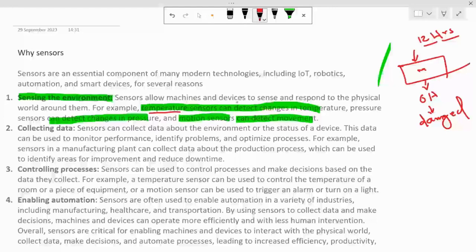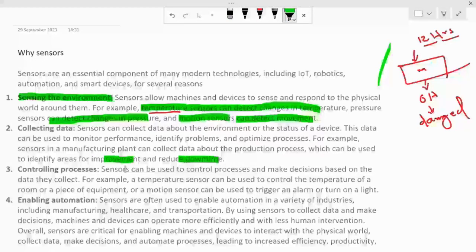Okay. Now let's see the second point: collecting data. Sensors can collect data about the environment or the state of a device. The data can be used to monitor performance, identify problems, and optimize processes. For example, sensors in a manufacturing plant collect data about the production process, which can be used to identify areas for improvement and reduce downtime.